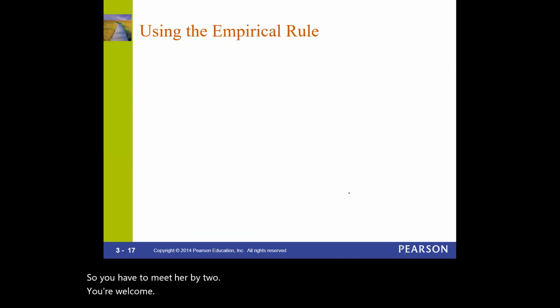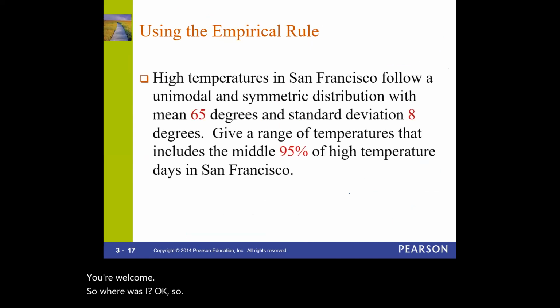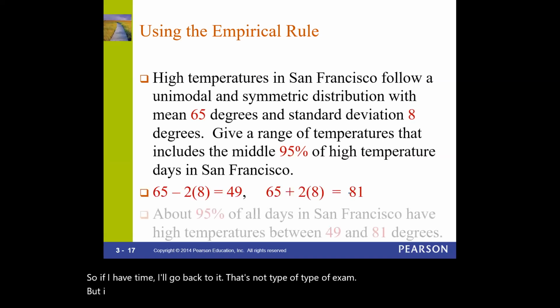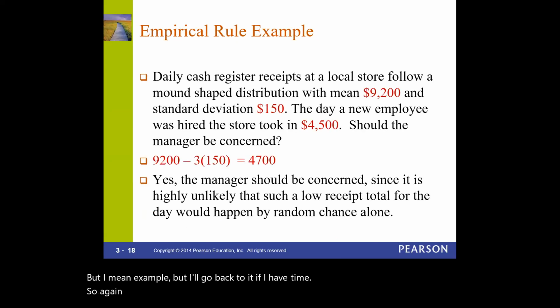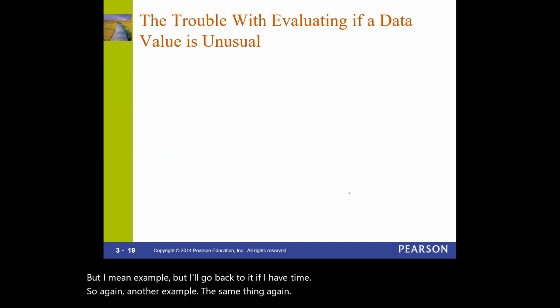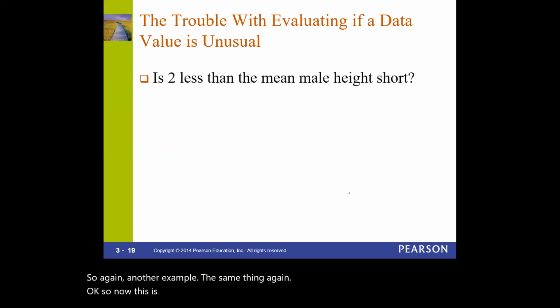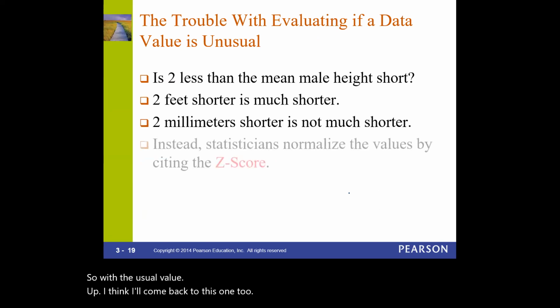So where was I? Okay, I'm going to skip that example. This is kind of the same idea. So if I have time, I'll go back to it. That's another type of example, but I'll go back to it if I have time. So again, another example, the same thing again. Now this is something called usual value. So with the usual value, I think I'll come back to this one too.